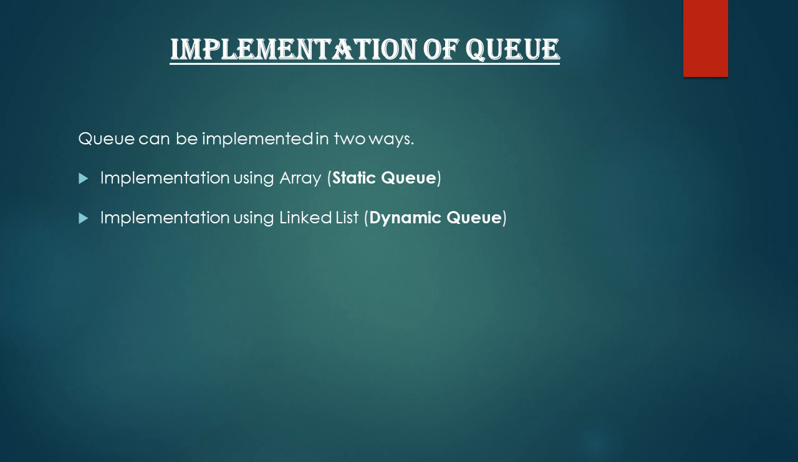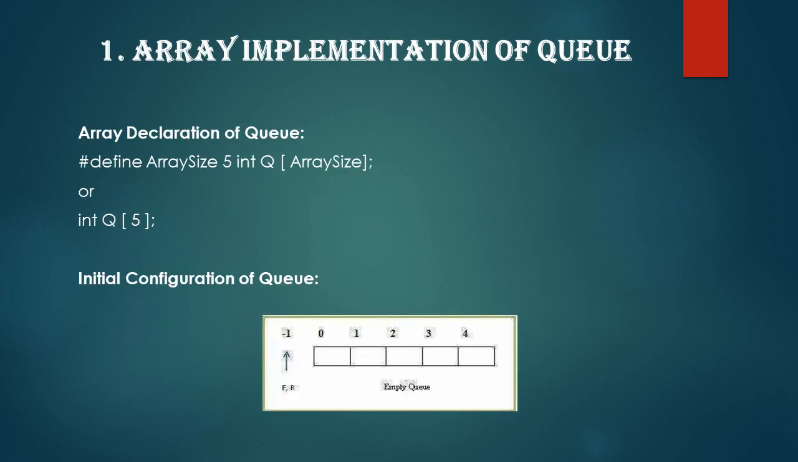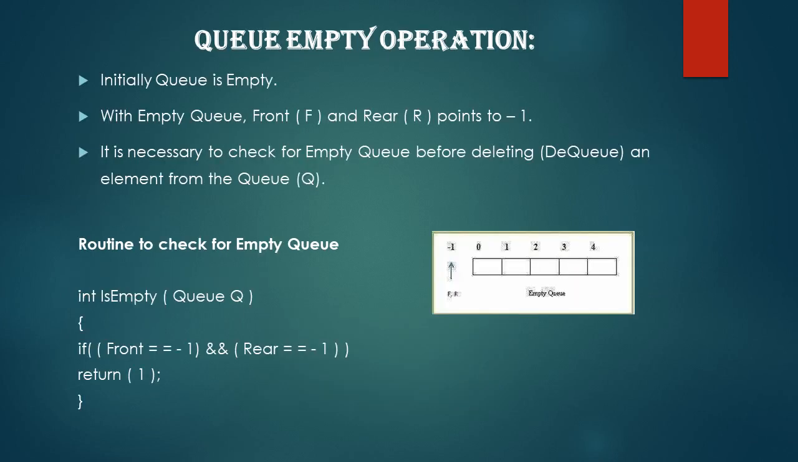Implementation of queue. A queue can be implemented in two ways: implementation using an array and implementation using a linked list. Array implementation of queue. Now we are declaring the array inside the queue. Int queue of 5. The 5 represents the maximum size of the array inside the queue.